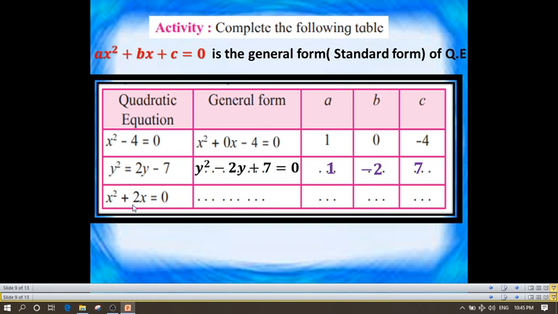Third equation, x square plus 2x equal to 0. Observe here, constant term is absent. So writing constant term 0, we have x square plus 2x plus 0 is equal to 0. So equating this with the general form, we have a is equal to 1, b is equal to 2, and c is equal to 0. So in this way we can find the values of a, b, c by equating given equation with standard form.